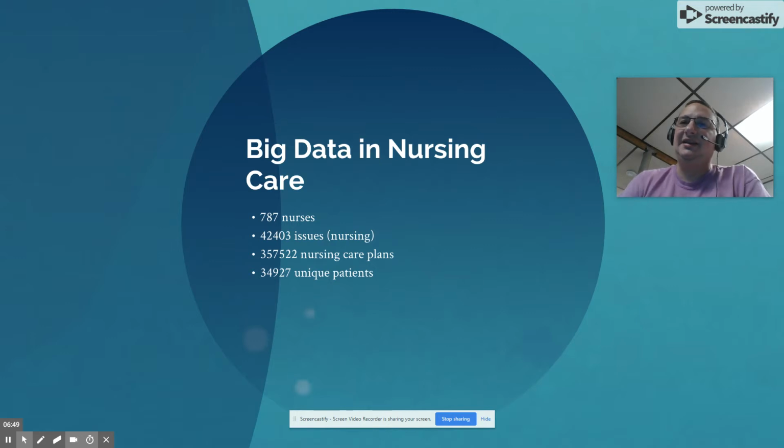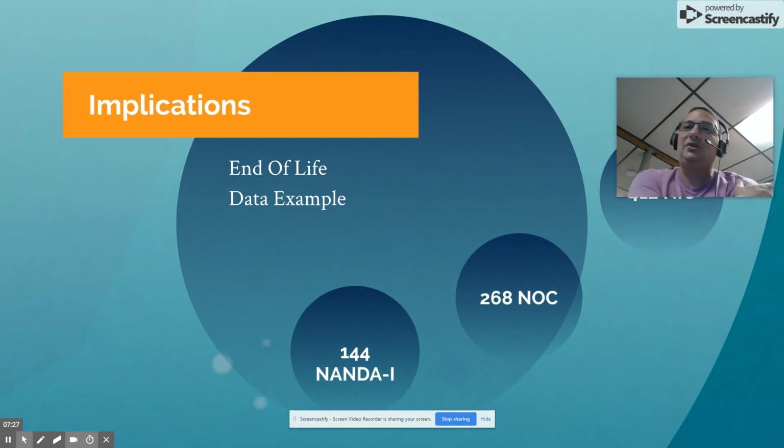So here is the study's data. They had 787 nurses in 4 different institutions with 42,000 nursing-related issues. So the different NANDAs based on patient admitting diagnoses, with 357,000 different care plans. So that is a lot of data that we're able to use to improve and see how this really can affect us from an informatics and a leadership standpoint. With 34,000 unique patients. So all those different patients, not every patient's going to be the same, and every patient's going to have a different care plan, which allows us to have really good information.